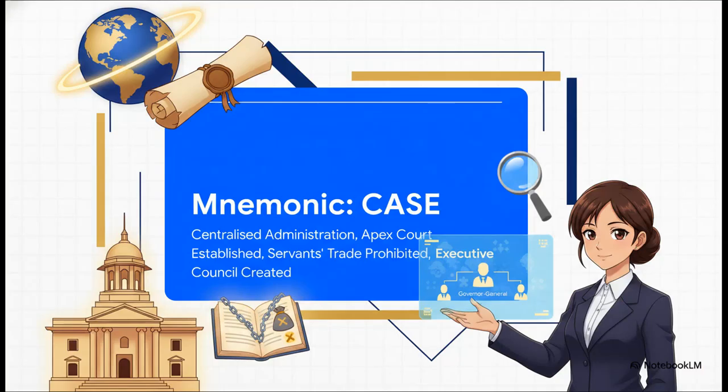And finally, it tried to clamp down on corruption by telling company officials, hey, no more private trading on the side. Need an easy way to lock this in for your exam? Just remember the word CASE. C is for centralized administration. A is for the apex court they established. S is for stopping servants' private trade. And E is for the new Executive Council. Just build a case for the 1773 Act, and you've got it down.